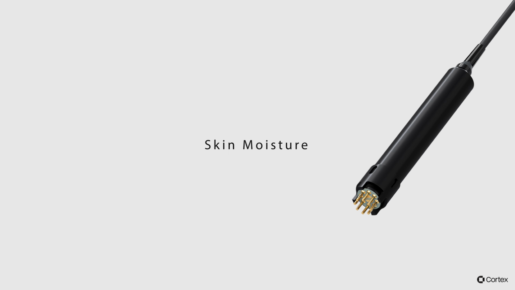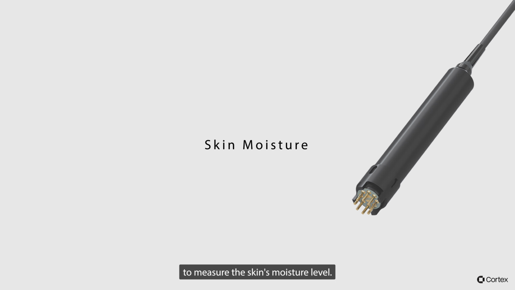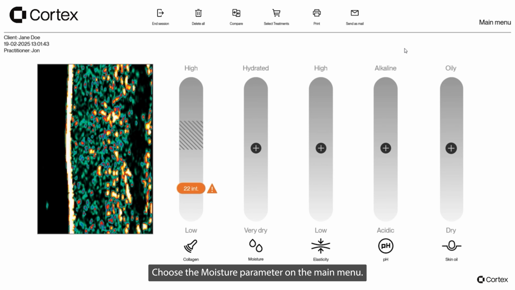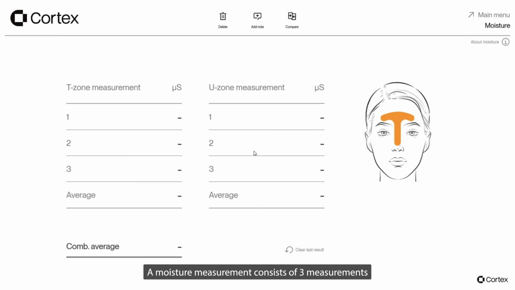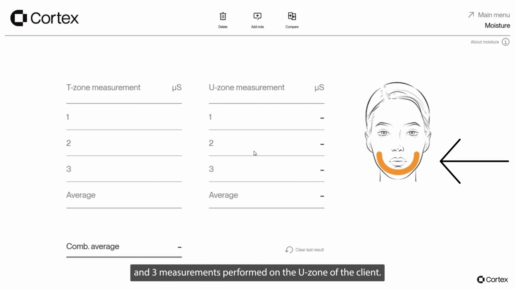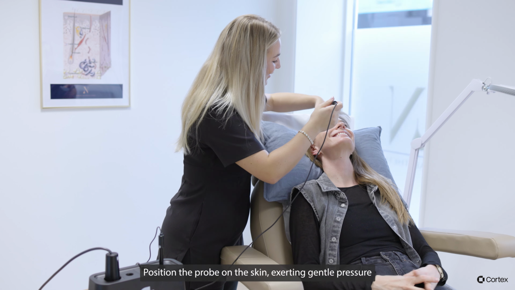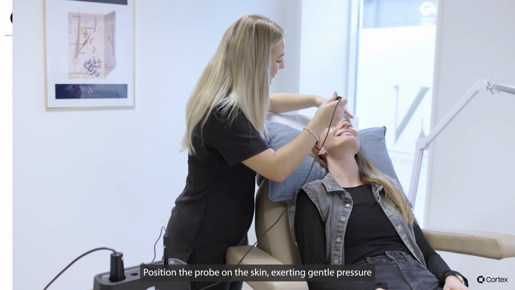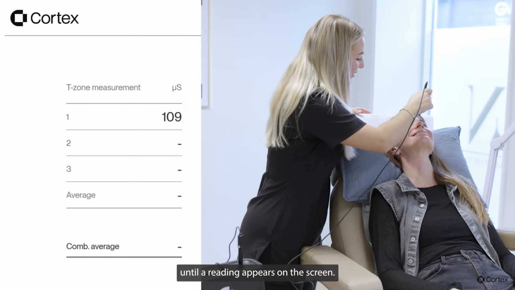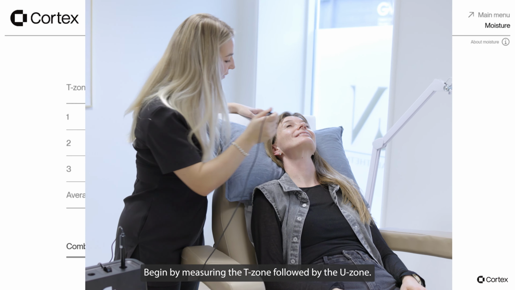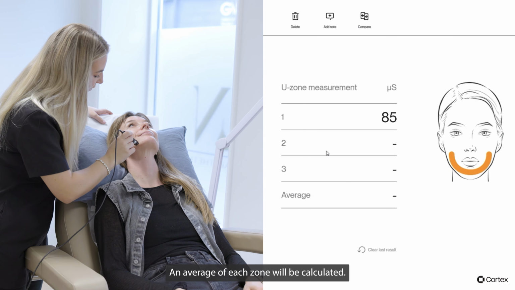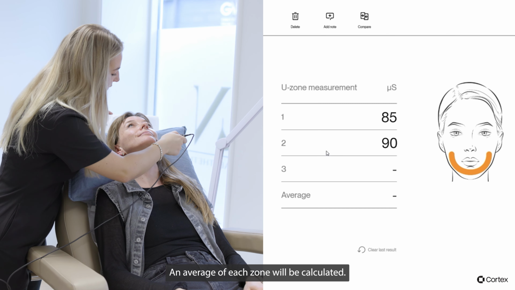Measurement of skin moisture. Use the hydration probe to measure the skin's moisture level. Choose the moisture parameter on the main menu. A moisture measurement consists of 3 measurements performed on the T-zone of the client and 3 measurements performed on the U-zone of the client. Position the probe on the skin, exerting gentle pressure until a reading appears on the screen. Begin by measuring the T-zone followed by the U-zone. An average of each zone will be calculated.